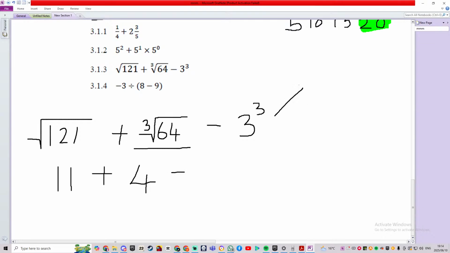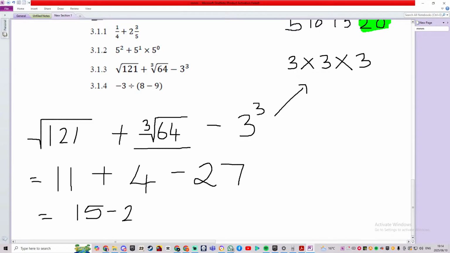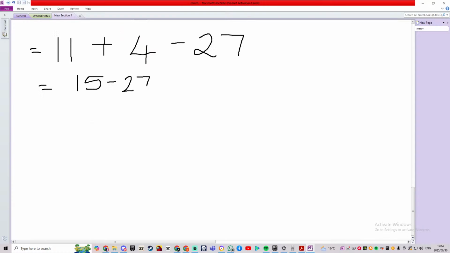What does this mean? This means 3 times 3 times 3. 3 times 3, we know that's 9 by now. And then 9 times 3 is 27. So then 27. Okay, so 11 plus 4 is 15. You know, still need to minus the 27. So 15 minus 27.